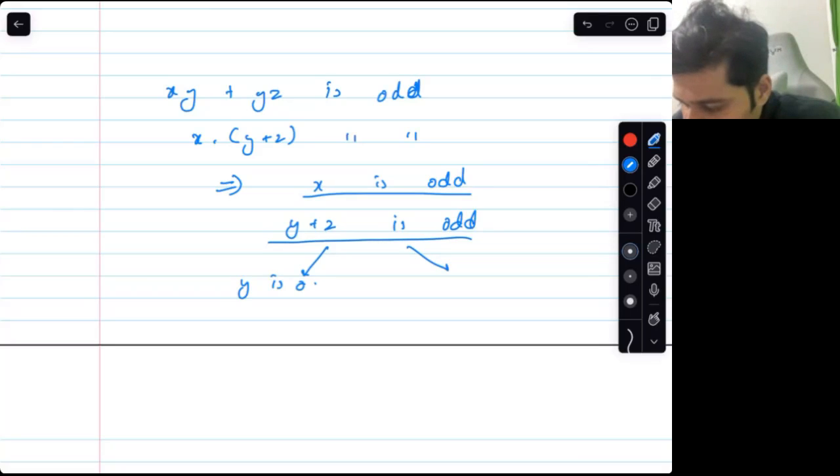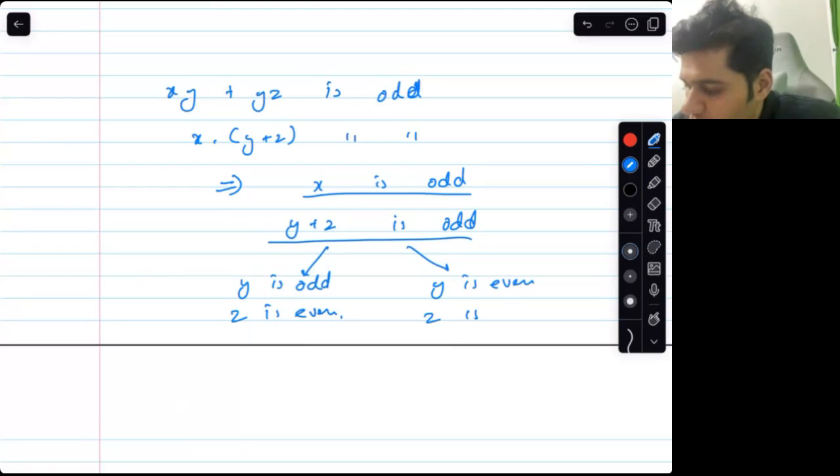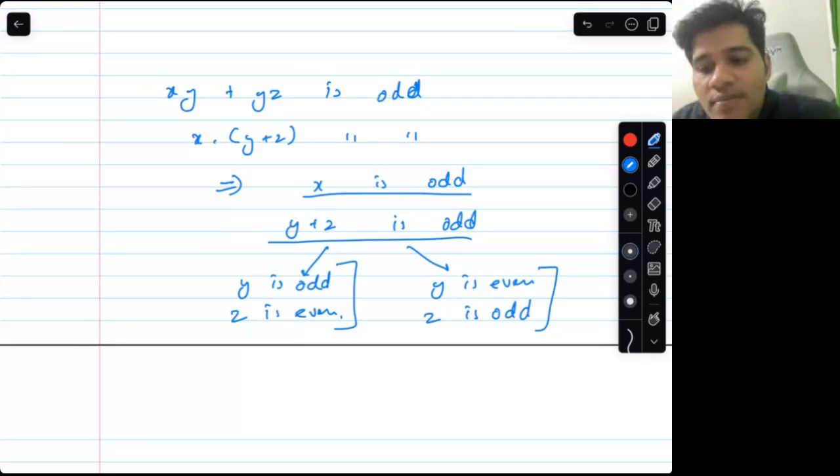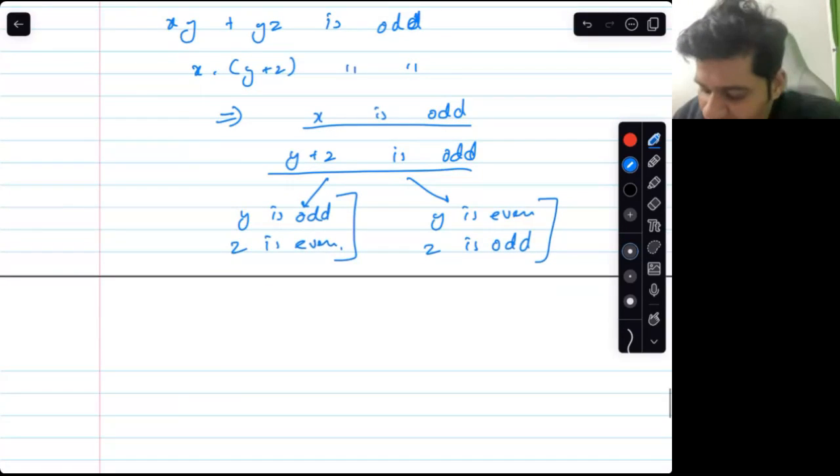If y is odd, z is even. And if y is even, z is odd. Is this correct? Because y plus z is odd, the sum is odd. So one of them has to be odd, the other one has to be even. So y is odd, z is even, or y is even, z is odd. So I can say I have two situations.